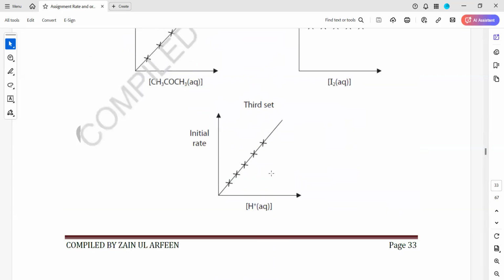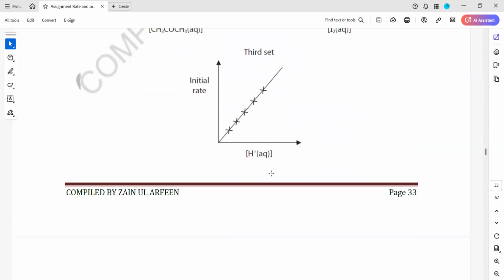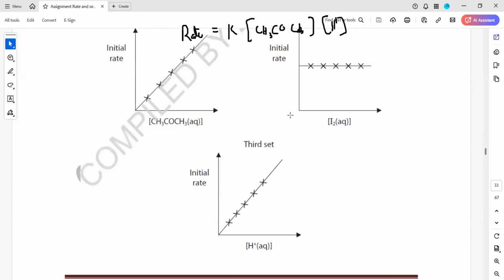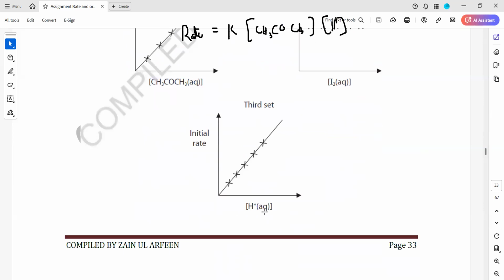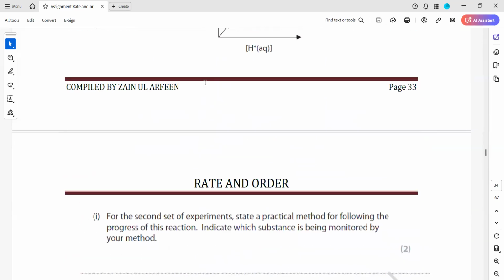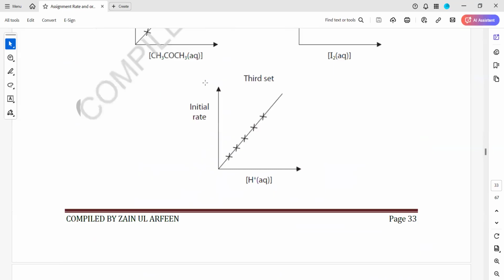Just write H+ for the acid, not HCl, because we are changing the concentration of the H+ ion in the acid. If we are changing the concentration of acid, it means we are changing the concentration of hydrogen ion. That's why we just write H+, not the full compound. If it was second order, then if you double the concentration, the rate will be 4 times.